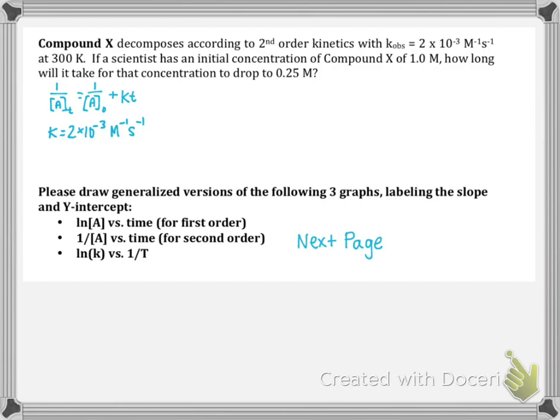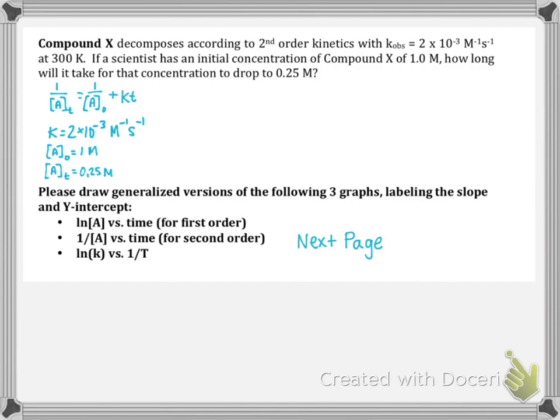They give us a temperature, and the reason they give us a temperature is just because each temperature gives a different k. Okay. Then they give us an initial concentration of our compound. So that's like our A naught, to be 1 molar, easy number. And they tell us we want to wait until it's 0.25 molar. Okay, so we're going to solve for t.